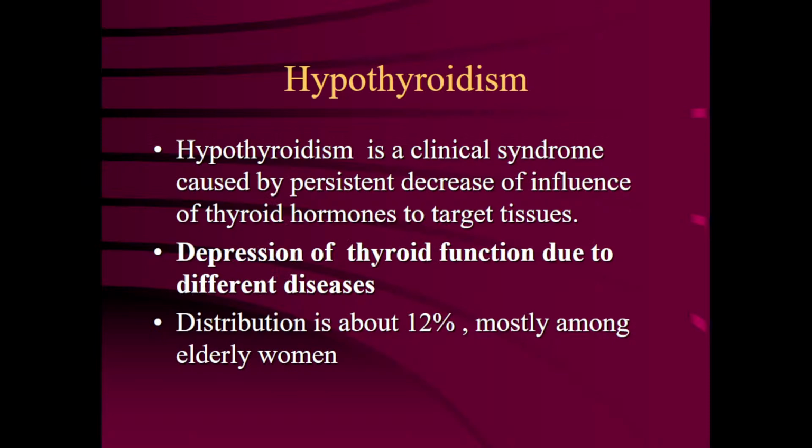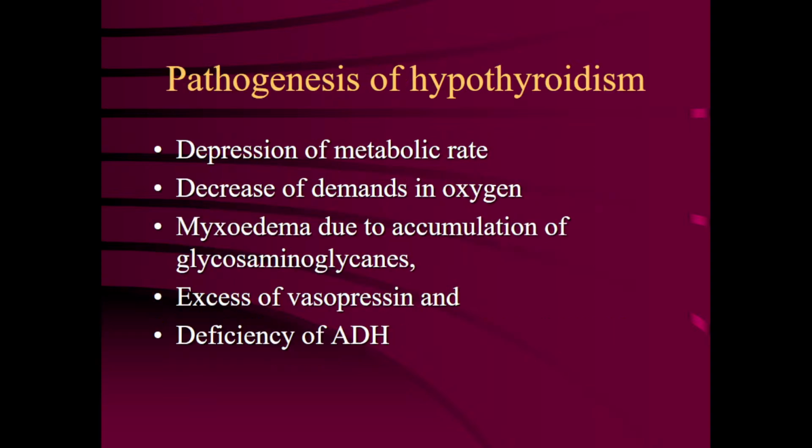Hypothyroidism is also a clinical syndrome, but it's also the name of a disease, and it's characterized by persistent decrease of influence of thyroid hormones to target tissues. Distribution is rather high, about 12%, mostly among elderly women. And there is depression of thyroid function due to different diseases. Pathogenesis is very important. I think that you know something; you can read on this slide.